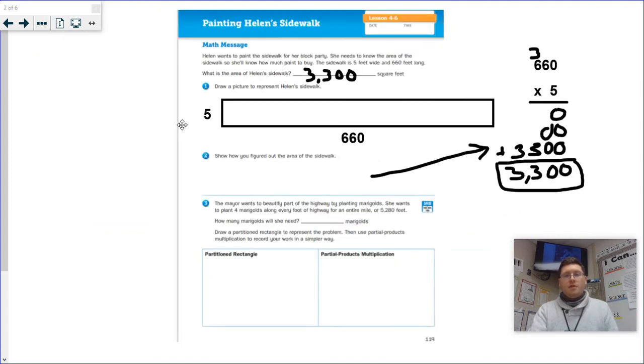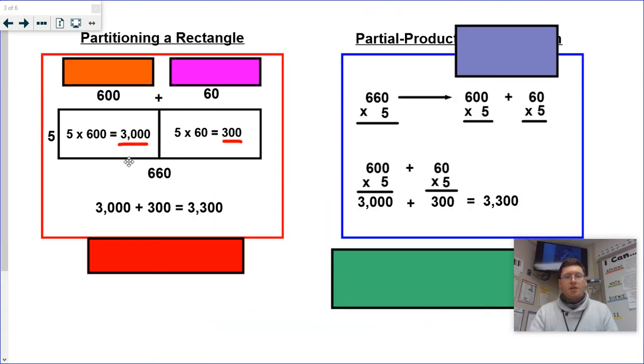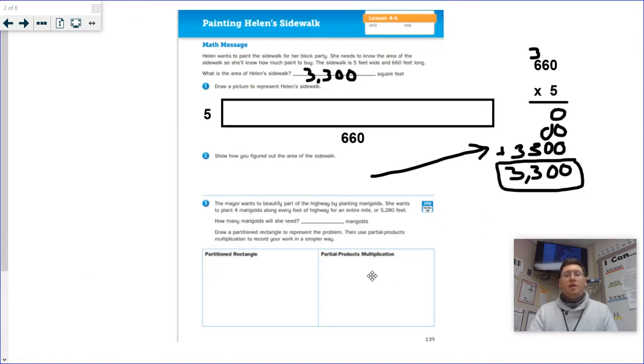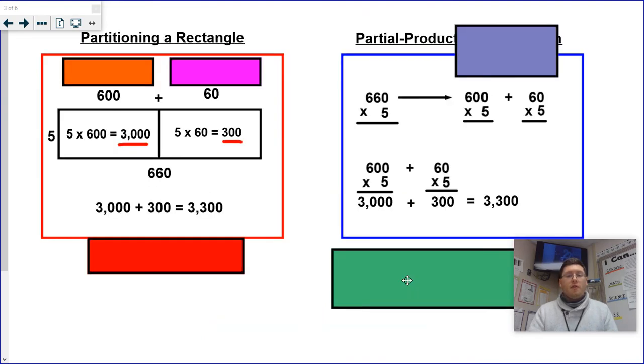So with this, for number 3, you need to read the problem. And then you need to do a partition rectangle, which is this section, to break them up. And then you need to do a partial products multiplication, which is this one right here. Same problem, you're just doing it a little bit different. You're doing 2 methods.